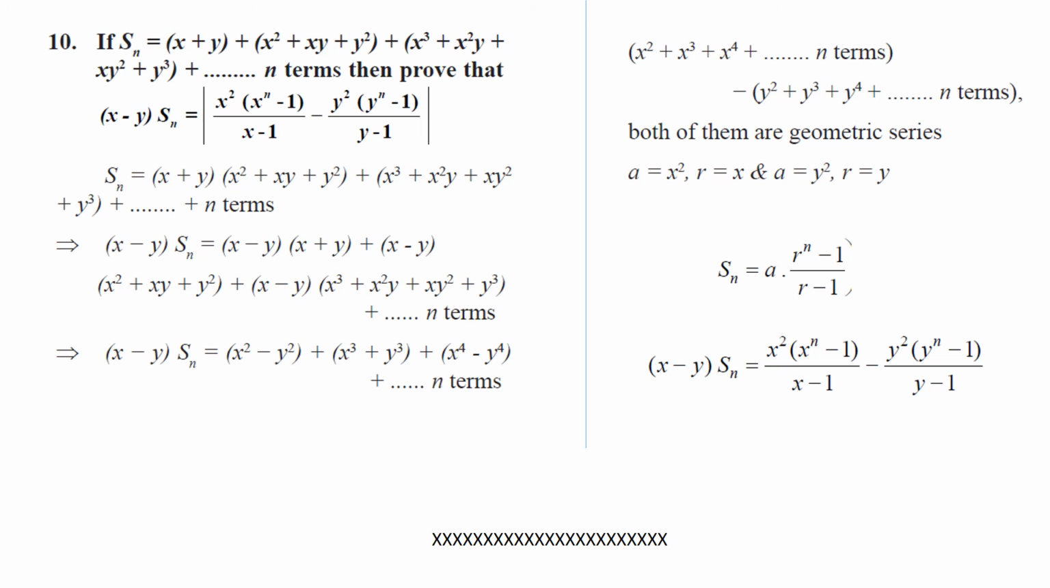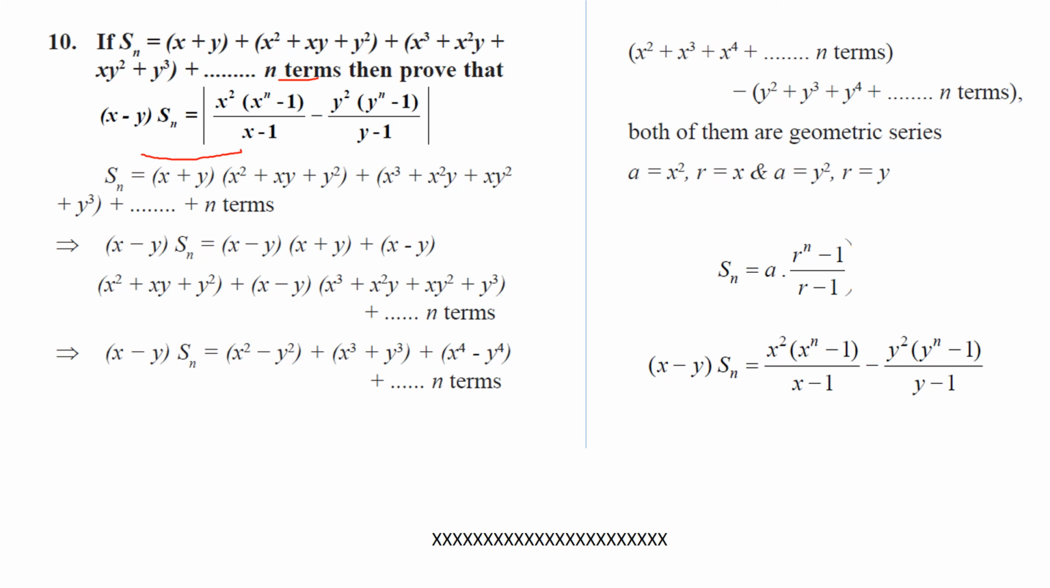10th sum. Sn equal to (x plus y) plus (x squared plus xy plus y squared) plus (x cube plus x squared y plus xy squared plus y cube), etc., n terms. We have to prove that (x minus y) into Sn equal to x squared into (x power n minus 1) by (x minus 1) minus y squared into (y power n minus 1) by (y minus 1).